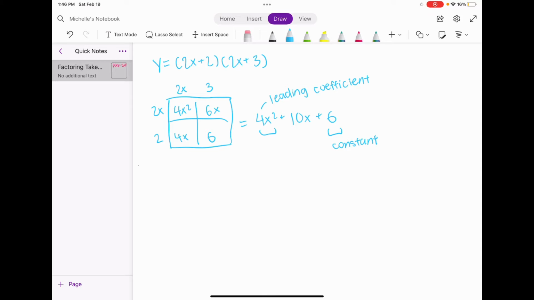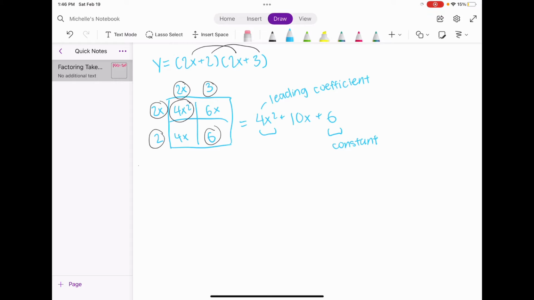Where do I get the 4x squared from? Well, if we look at the generic rectangle, we can see that 4x squared comes from multiplying 2x by 2x, and 6 comes from multiplying 3 by 2. So the general observation that can be made here is that the leading coefficient is the product of the x terms, and the constant is the product of the constant terms.